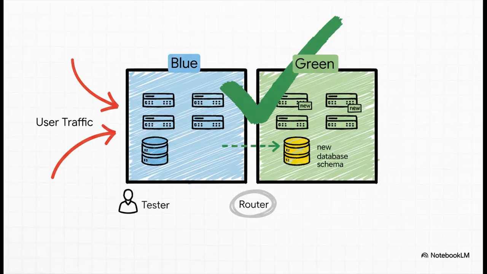And the answer is blue/green deployment. This is the classic textbook use case for it. It's the only method that gives you a totally separate, parallel environment where you can safely test the new application code and the new database schema together before a single user ever touches it.